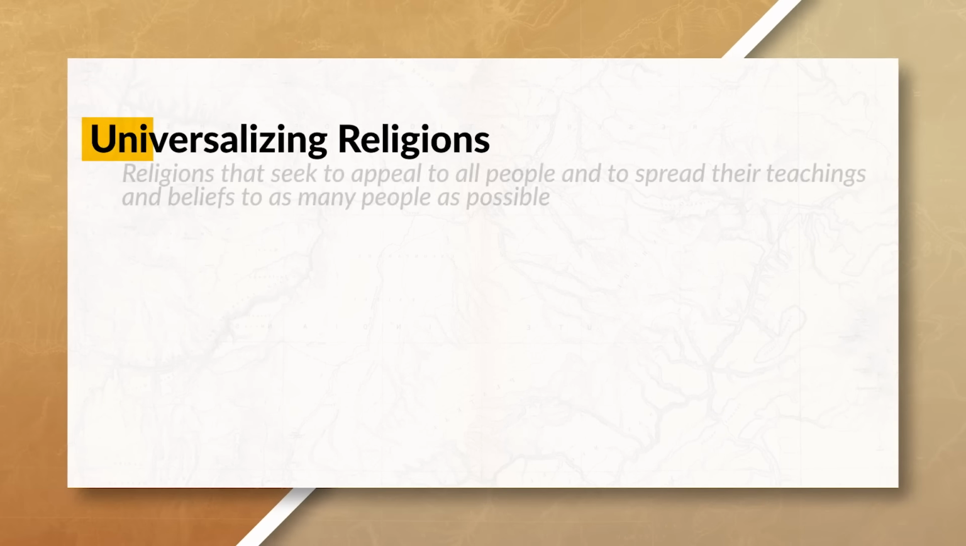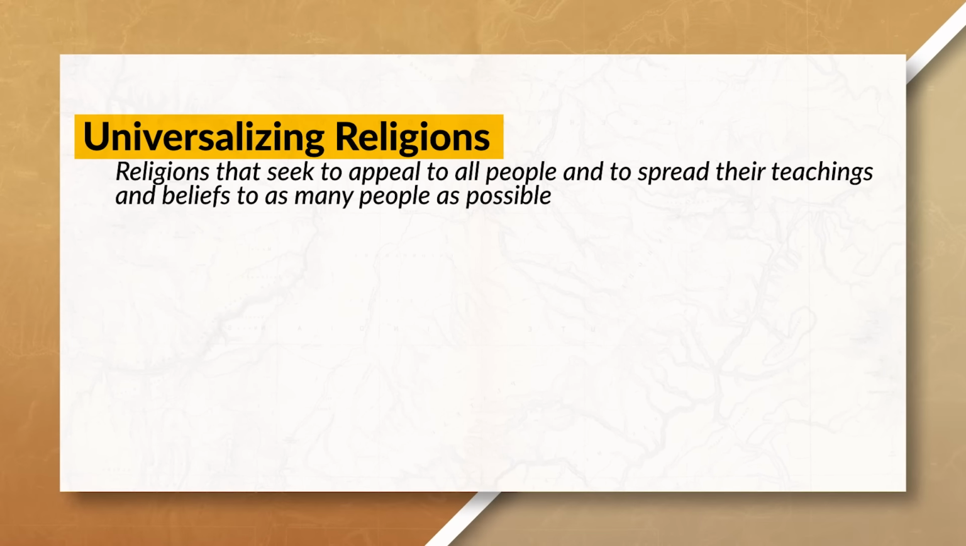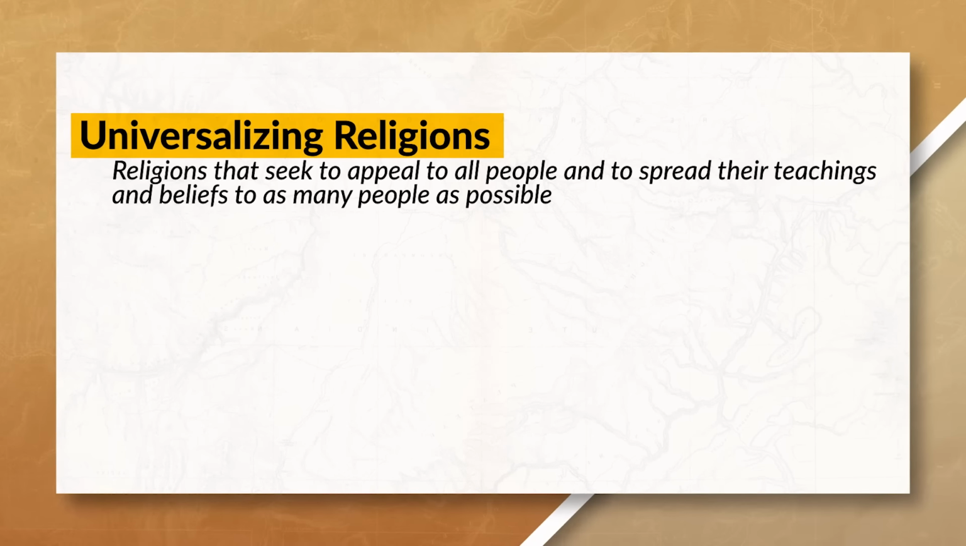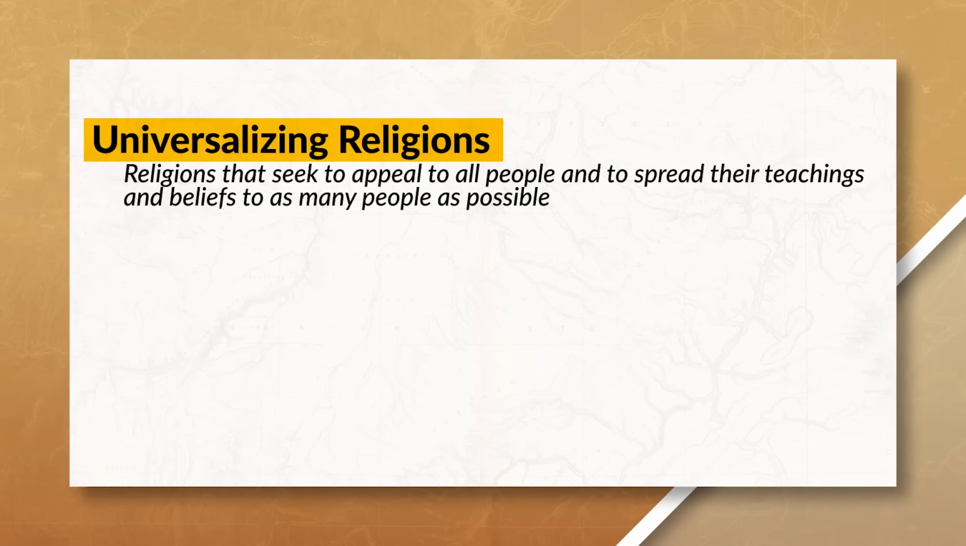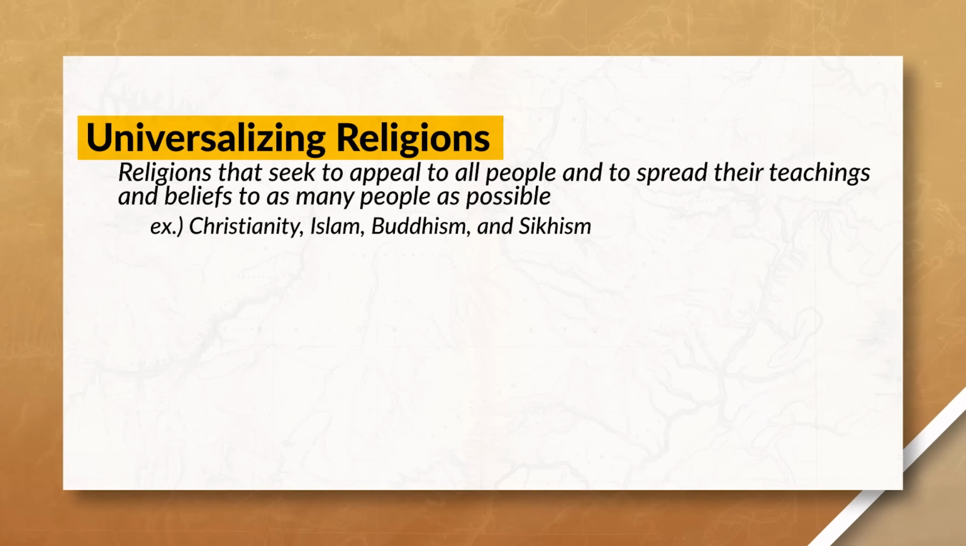Universalizing religions are religions that seek to appeal to all people. These religions seek to expand and spread their teachings and beliefs to as many people as possible. Oftentimes, these religions will expand through expansion diffusion, but can also spread through relocation diffusion as well. Examples of universalizing religions would include Christianity, Islam, Buddhism, and Sikhism.